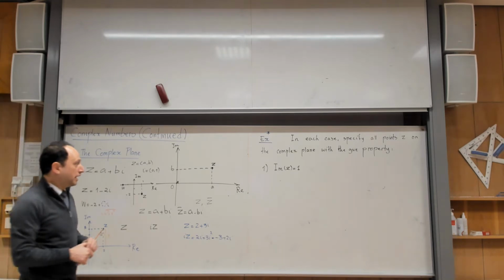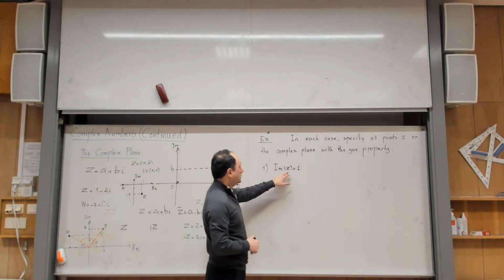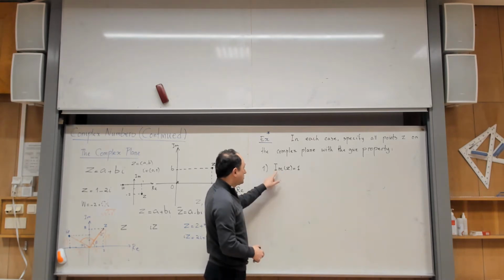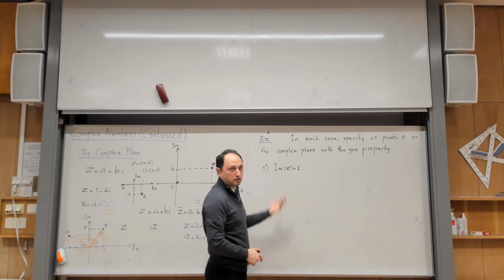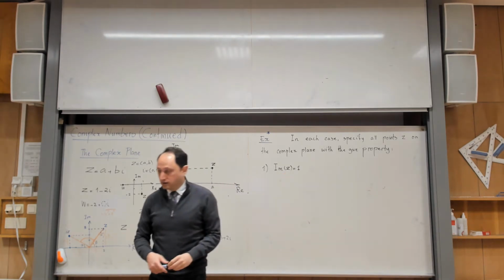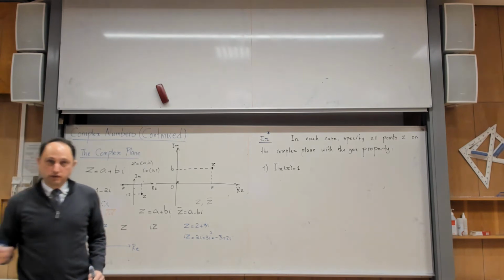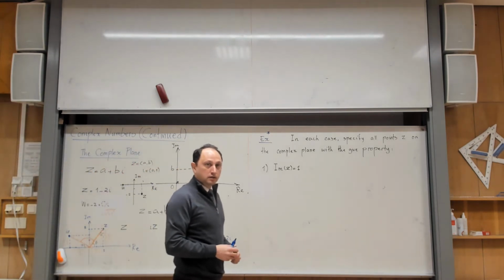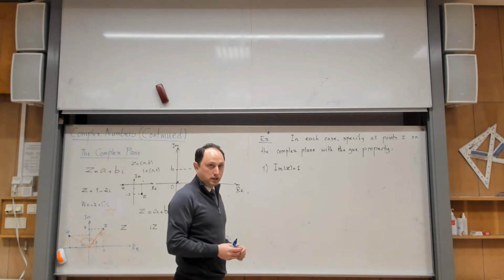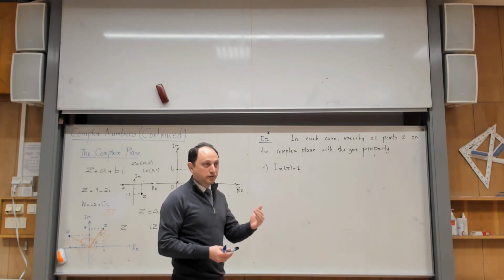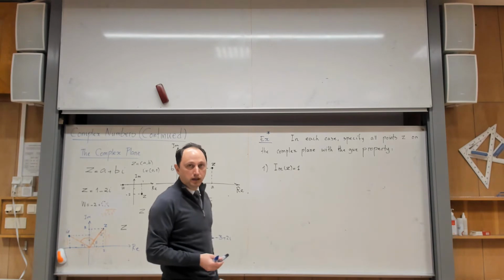So I am looking for all complex numbers z on the complex plane so that the imaginary part of those numbers is 1. So what is that, if you want to specify it? Infinite amount of numbers. Yes, but where? You have to specify it exactly. Of course, there are infinitely many numbers, yes?